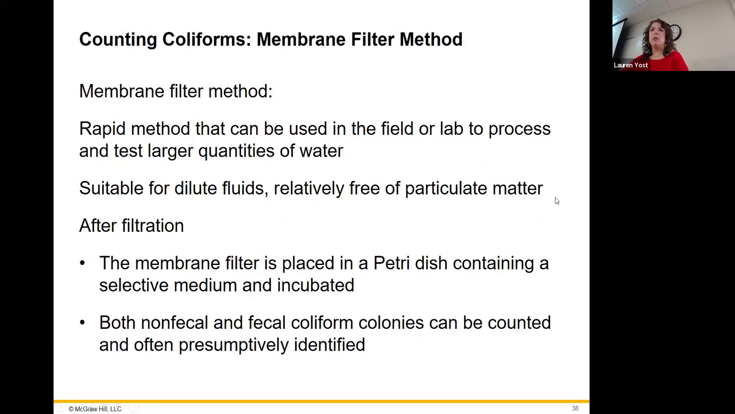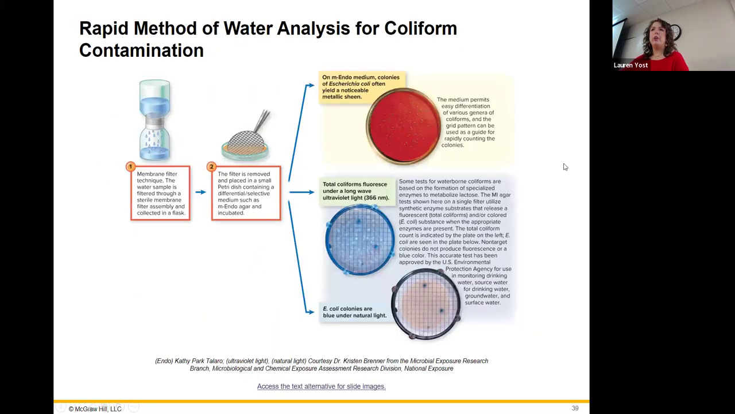Just counting, filter, growing it on filter. This is typically what we would do at my lab. We would get a water sample. We would filter the water sample and put the little filter literally down on the agar. Let it grow overnight and then count the colonies the next day.